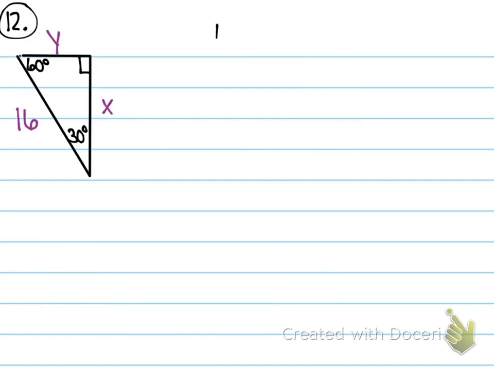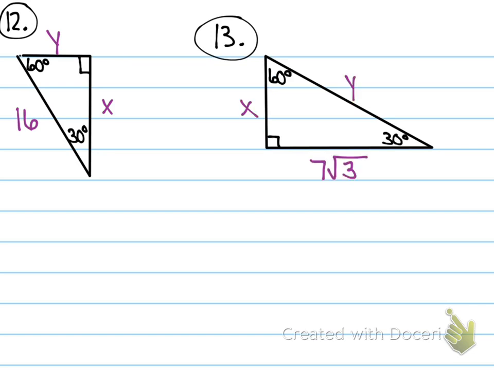All right, so now on a 30, 60, 90 triangle, I'm going to use my rules for how those side lengths relate to find the unknown side length. Okay, so which side length do I know on number 12? I know the hypotenuse, so which one would I go to next, short leg or long leg? Short leg, because I know how does short leg relate? It's half, so what's it going to be? 8. And then how does long leg relate to short leg? Times the square root of 3.